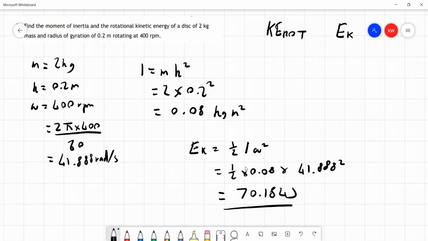So again, maybe a slightly different value if you used a rounded answer rather than the exact calculator value for what we worked out for the value of omega there. But using exact calculator values, we get 70.184 joules as our answer. And remember, units, very important.